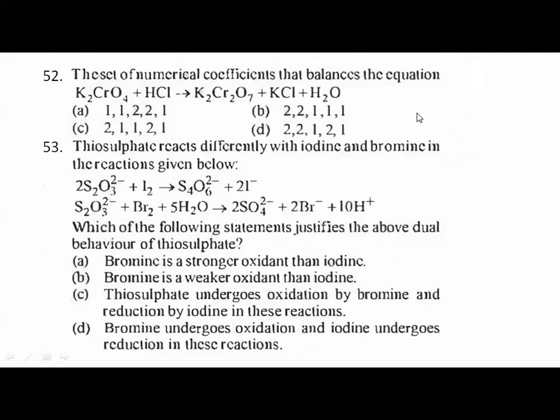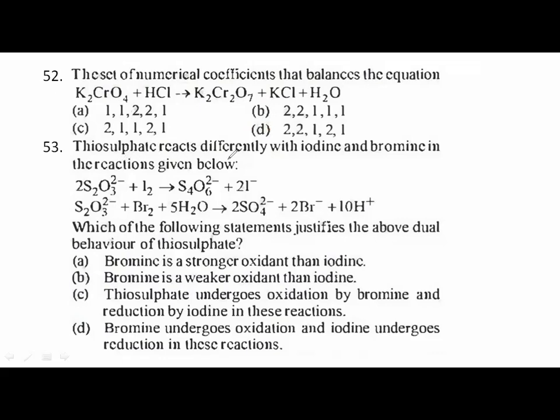Next question. The set of numerical coefficients that balance the equation K2CrO4 plus HCl gives K2Cr2O7 plus KCl plus H2O. You can balance this reaction and see. You will get 2 H2O and everything remains the same, 2 KCl, then here it is 2. So what are the coefficients? It is 2, 2, 1, 2, 1. So option D is the correct option.